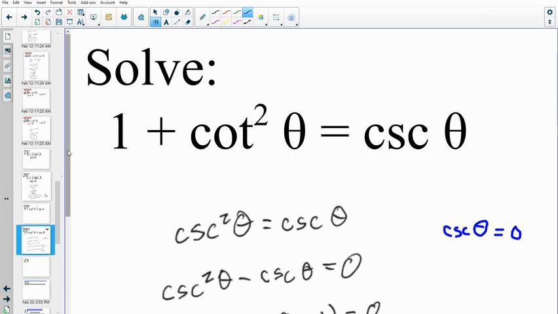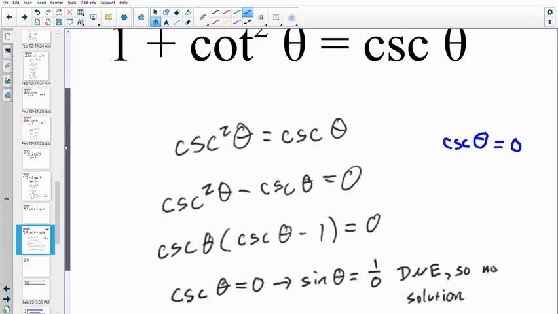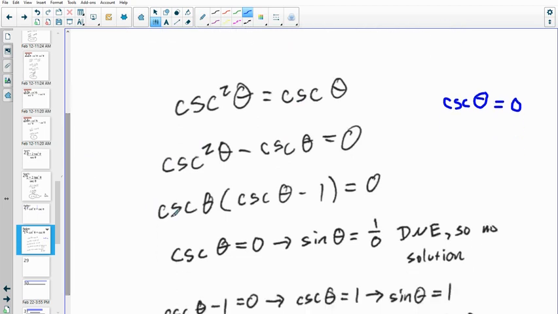I'm going to bring everything over to the left side of the equation, which, by the way, I didn't do back here because I had 2 different ratios, and trying to solve with 2 different ratios was going to be a lot messier. Now I just have cosecant. And so I subtract cosecant over to the left side. Both of my terms have cosecant, so I can factor that out. And now this starts to look familiar. This times this is equal to 0, which means either this is equal to 0 or that's equal to 0.